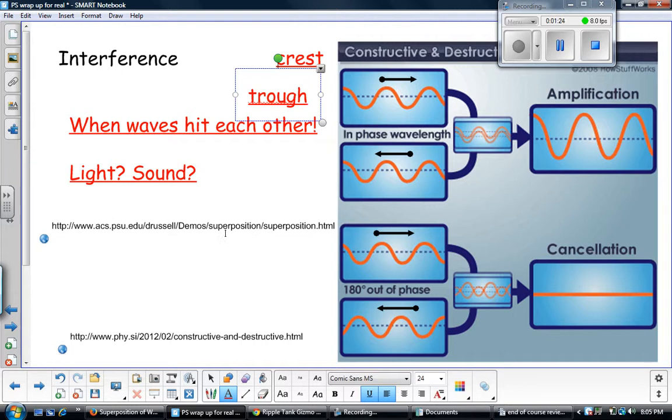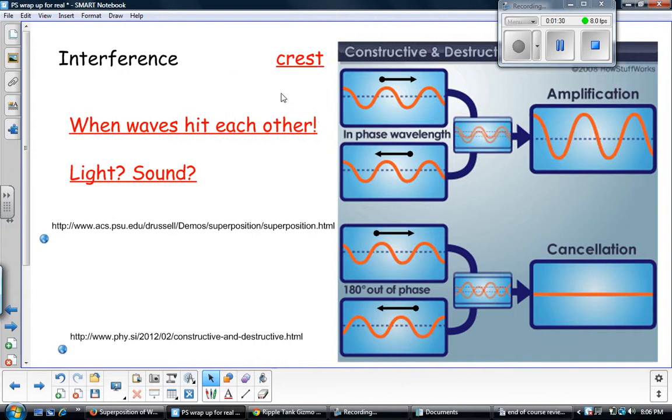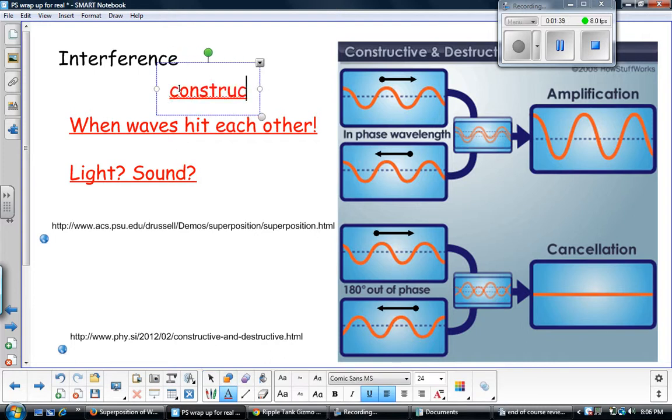We call that constructive interference. So let's write that down too. When they work together to temporarily make a combined larger wave, we call that constructive interference.